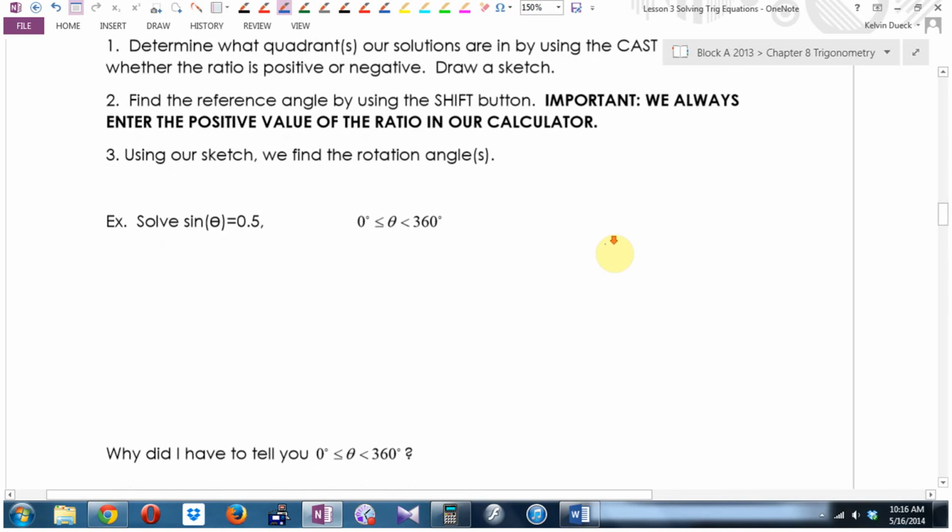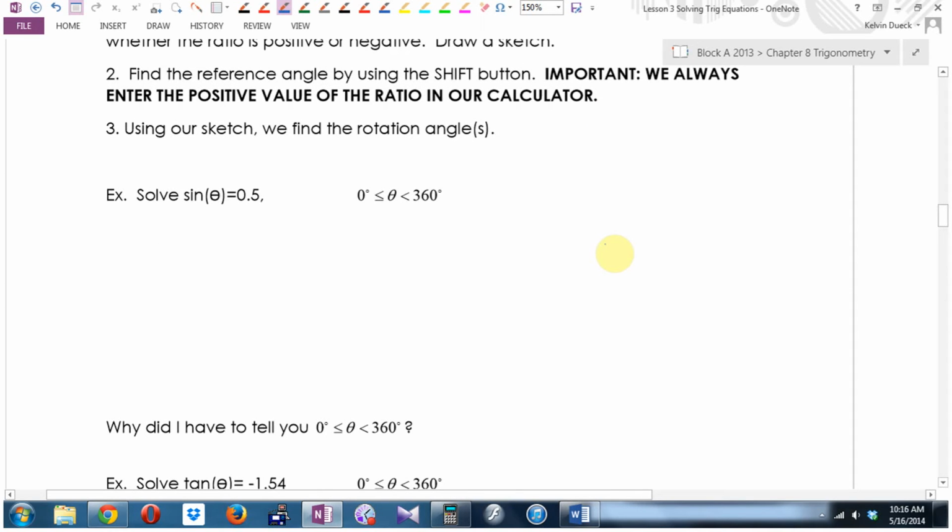Example 1 says, solve sine theta is 0.5. Here's the first question I ask. Sine of the mystery angles, I'm looking for two of them, was my answer positive or negative? Let's do a little sketch over here. Let's write in the CAST rule. Where is sine positive? Which two quadrants? The two angles I'm looking for are here and here. Draw those in. That's step one.